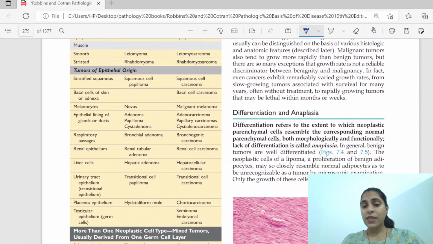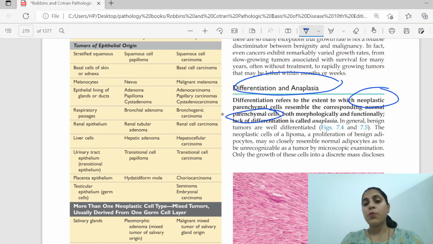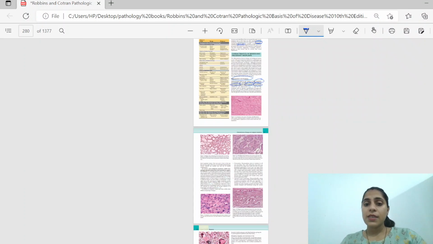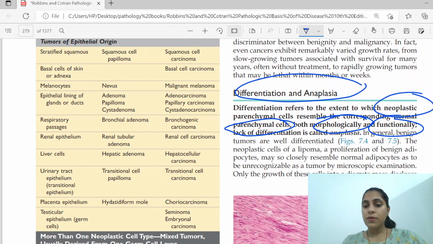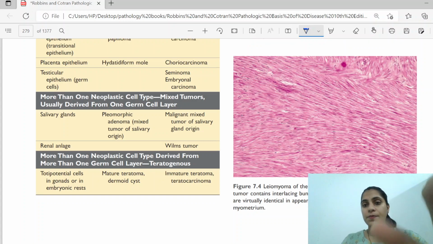Then we come to characteristics of a malignant neoplasm. The first thing is differentiation. Differentiation refers to how much the neoplastic cell resembles the normal parenchymal cell, both in morphology as well as in function. Suppose there is a leiomyosarcoma: how much is it resembling the normal smooth muscle? That will be its differentiation.